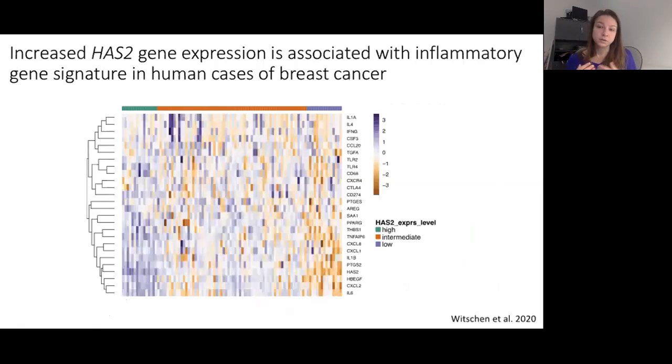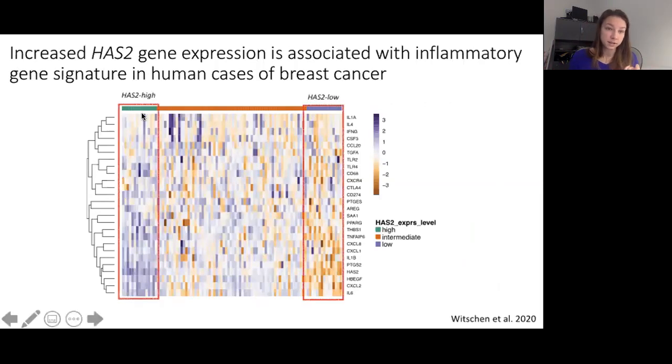Importantly, our lab results were also supported by human breast cancer patient data, where increased hyaluronan synthase 2 expression, illustrated here, is HAS2 high as compared to HAS2 low breast cancer patients. So this increased HAS2 gene expression is associated with an inflammatory gene signature, again, in these human cases of breast cancer.